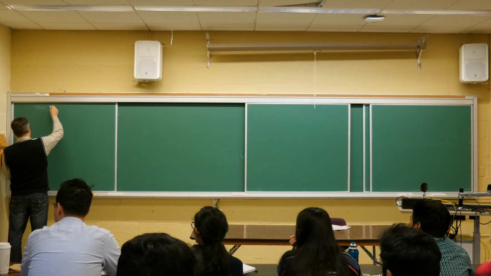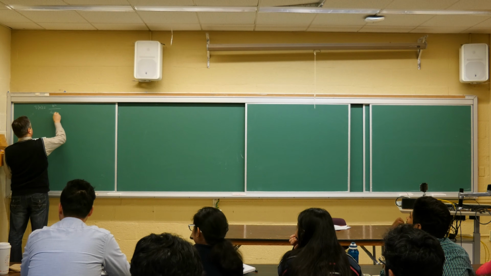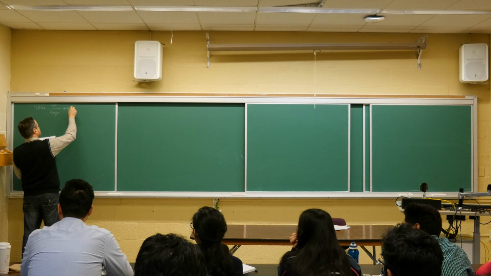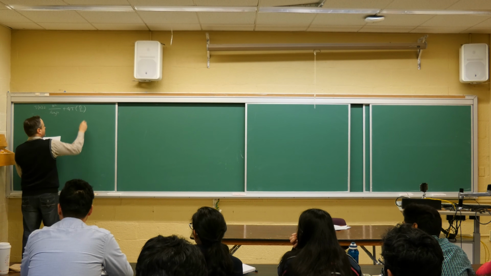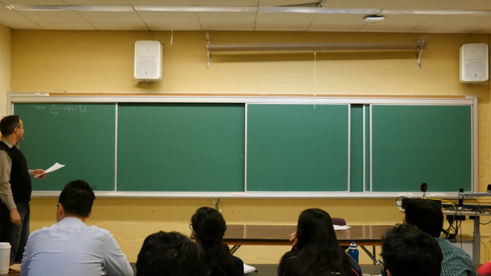T of n is n squared divided by log n plus 4 T of n by 2. Is that the homework? No, I don't think it is.